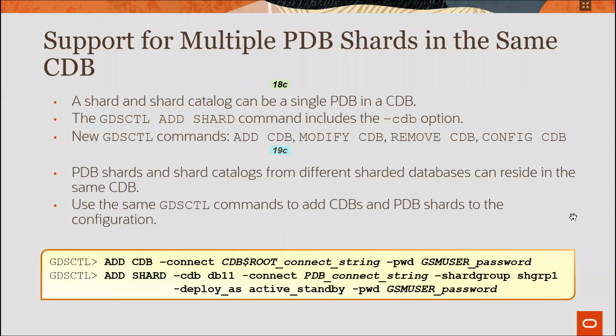In 18c, when we were working with our shards, you could have a shard and a shard catalog within a particular PDB in a container database, and we would have only that CDB option. It was literally at that level. When we're working in 19c, we have PDB shards and shard catalogs that could be with different sharded databases that reside in your container database. So now we have the ability to add CDBs and PDB shards to your configuration. It gives you more options for better management, especially of the data that you have in the shards.